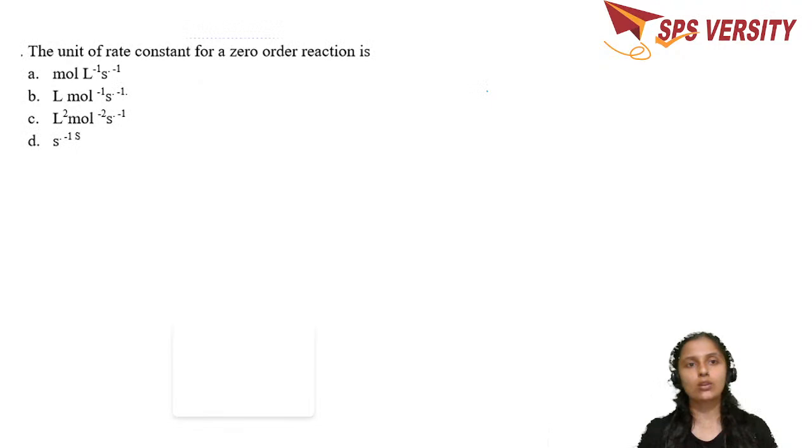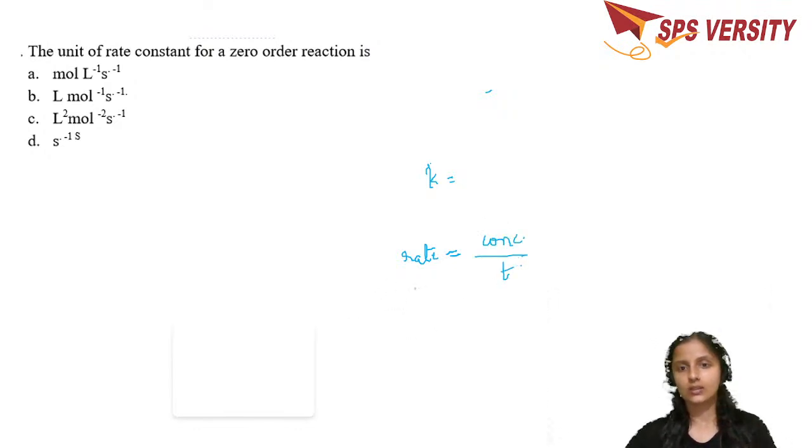The unit of rate constant for a zero order reaction. So how do you find out the rate constant unit? Rate constant is equal to, or we start with the rate. Rate is equal to change in concentration over time. Rate is, what is rate? How do you find out rate? Oh, okay, wait, let me change the expression.